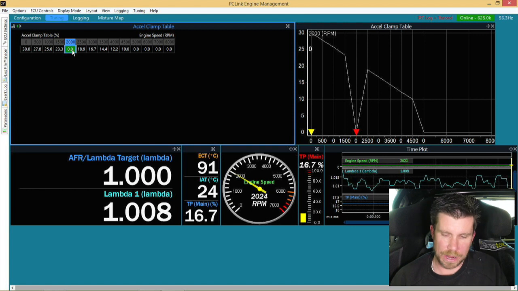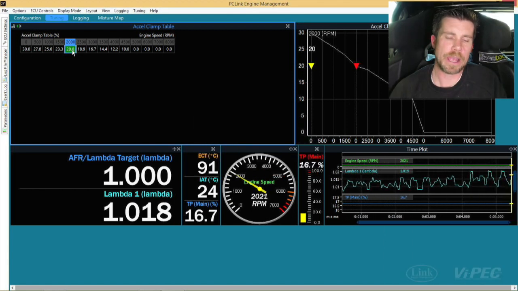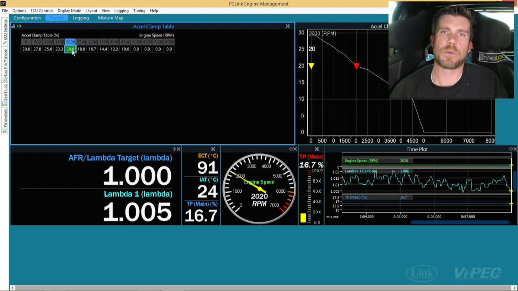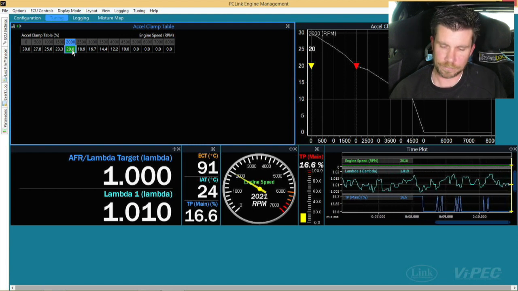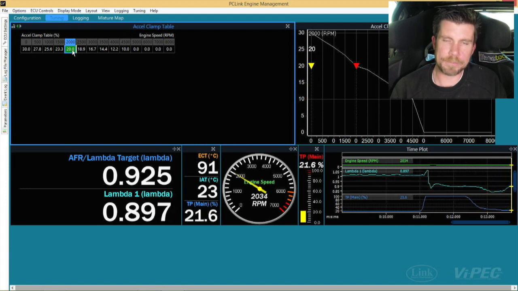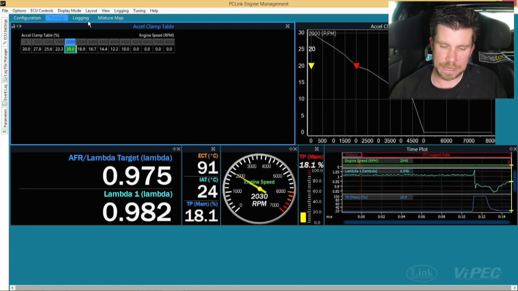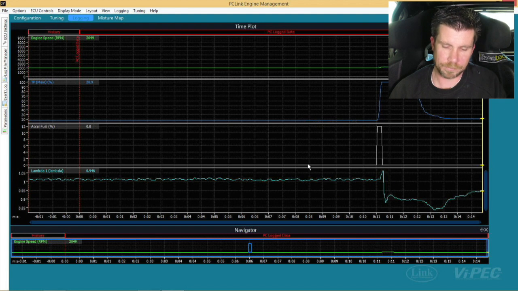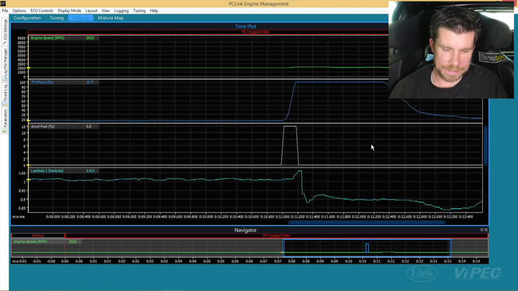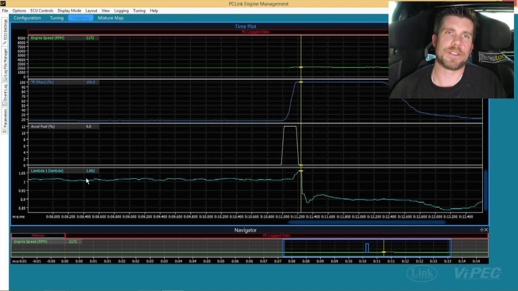Now what I'm going to do is start by adding a value of 20 in there, and I'm going to do exactly the same test again, and we'll see what our lambda plot looks like. Okay, so straight away we saw an improvement. Let's have a look at it in the larger screen, and I'll zoom in a little bit. So you can see this time we've got our acceleration fuel request. It's added 12% of additional fuel across that acceleration event. Now we're still going slightly lean, but we've only gone to 1.06, so around about 6% lean.